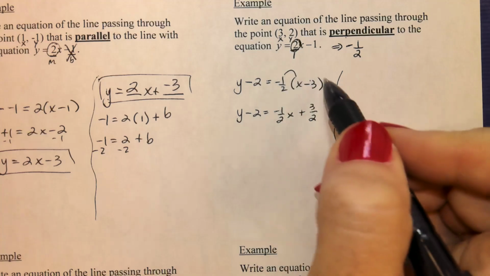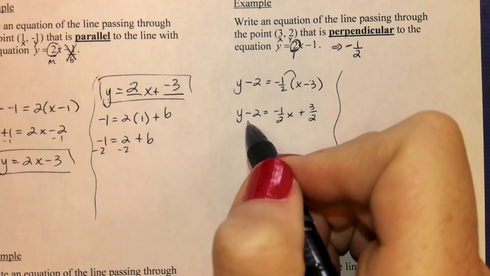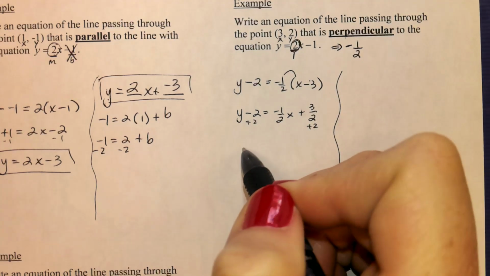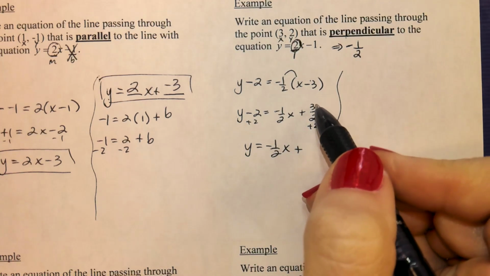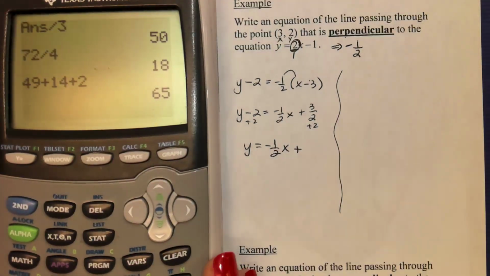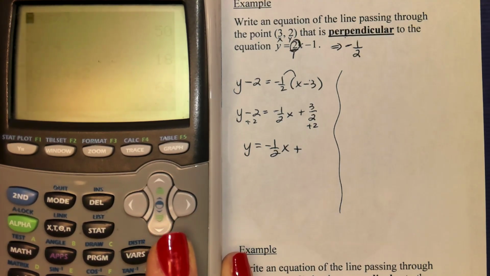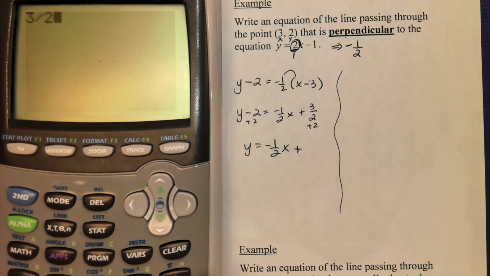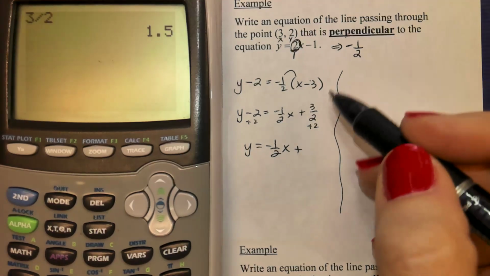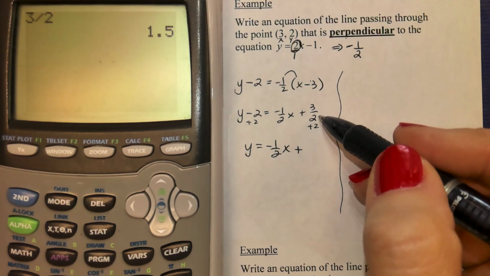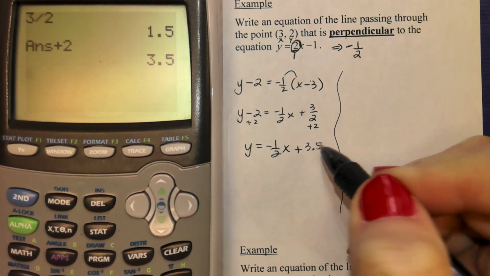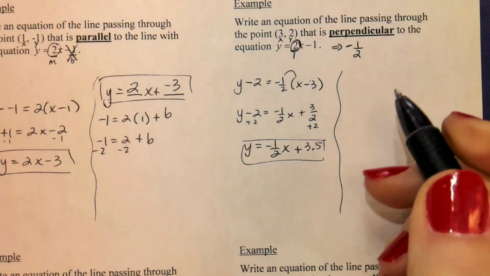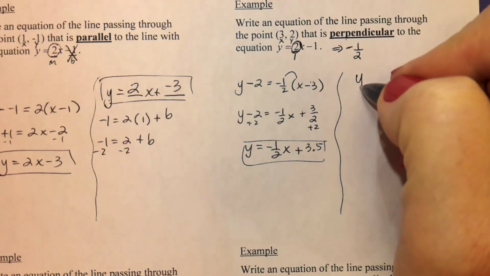So I distributed that plus 3/2. Now we're going to add the 2 over. So I get y equals -1/2 x plus, and then I've got 3/2. If you have a calculator like this, all you really have to do is do 3 divided by 2, and that will tell you the decimal of that. And then we're going to add 2 to that. So you could do 3.5 here. That would work.